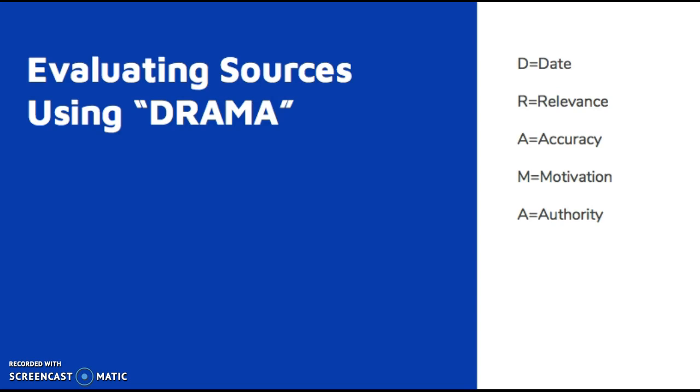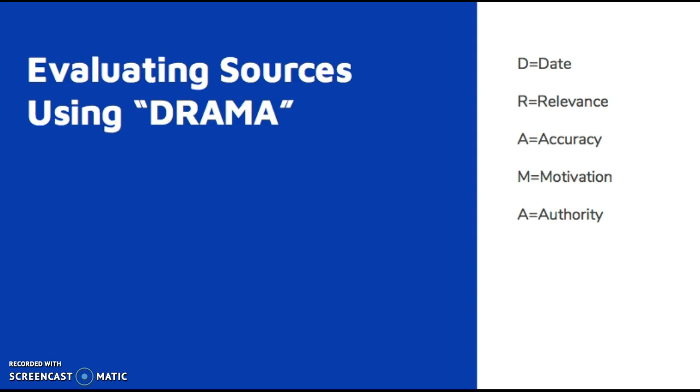Date refers to publication date. Relevance refers to relevance to the research question or topic. Accuracy refers to whether there are any grammar mistakes and a list of references. And motivation refers to the purpose of this source: is it to gain popularity, or is it founded by someone? And authority refers to the author's credentials to talk on this topic.